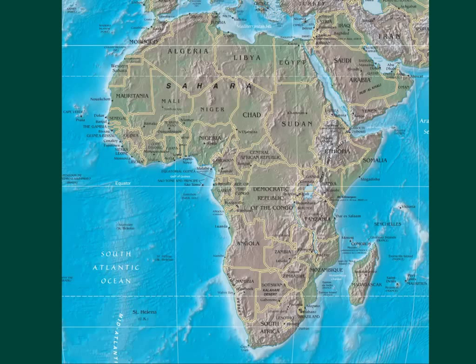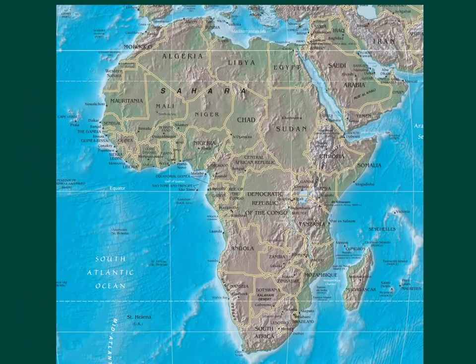For the last two classes, we have been discussing events south of the Sahara. The Sahara is the world's largest desert and exists right here. Everything south of Saharan Africa is referred to as sub-Saharan Africa. Now we're switching our focus to north of the Sahara in North Africa, specifically Egypt.